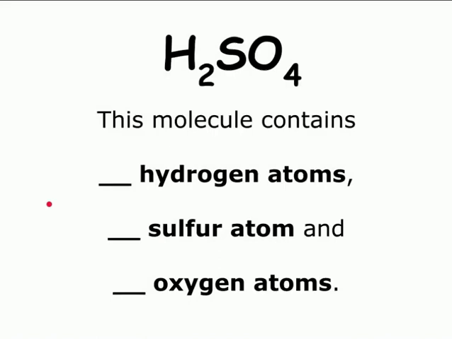All right, last one. This one is kind of tricky. It's got 3 different kinds of elements in it. And if we look, we see hydrogen. That's the chemical symbol for hydrogen, chemical symbol for sulfur, chemical symbol for oxygen. So how many hydrogen atoms? 2. There's no subscript here, which means there's just 1 sulfur atom. And there are 4 oxygen atoms.